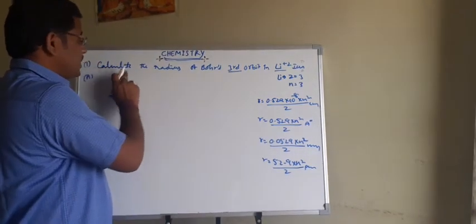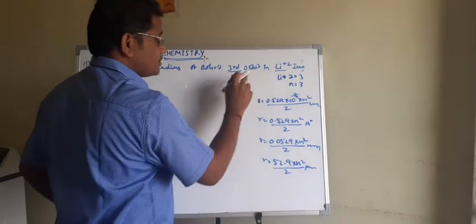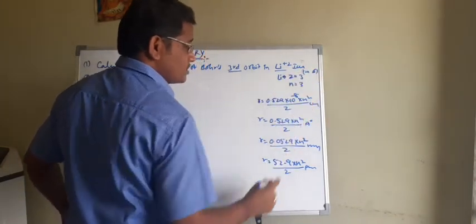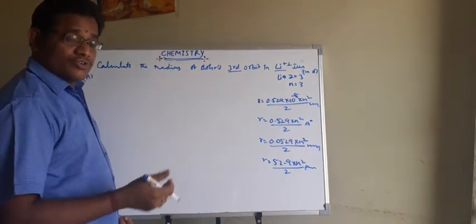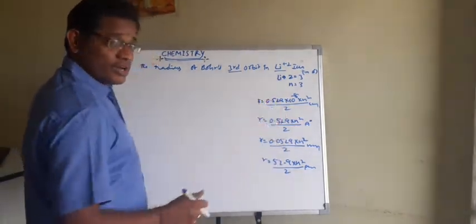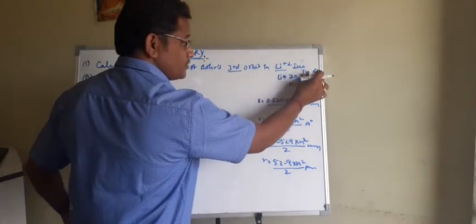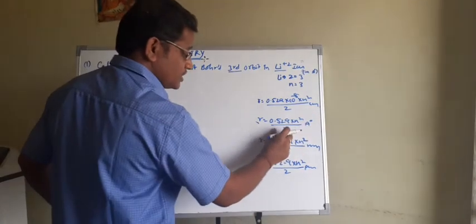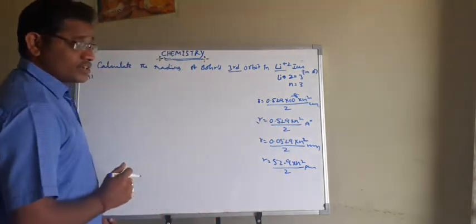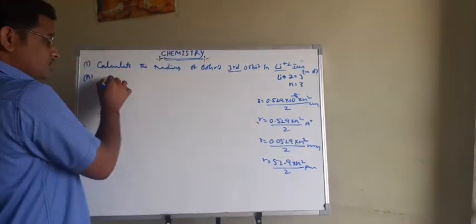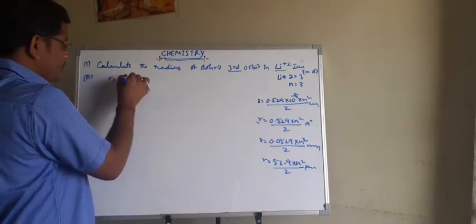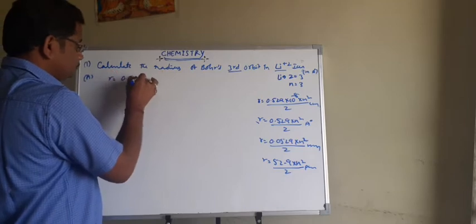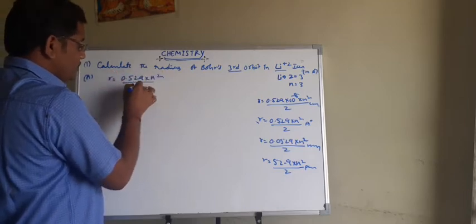For example, calculate the radius of Bohr's third orbit in lithium in angstrom units. Sometimes they give angstrom units, sometimes they don't give units. In that case we can use any one formula. If they specifically mention units, we have to take the related formula. Here they gave angstrom units, so the related formula is 0.529 into n square by z. So we have to use this formula. R is equal to 0.529 into n square by z.